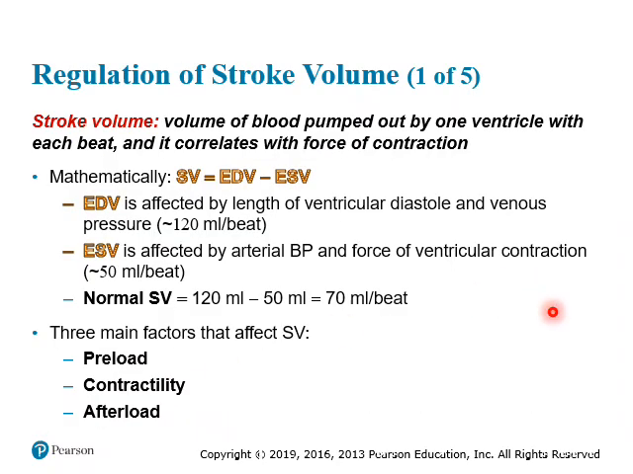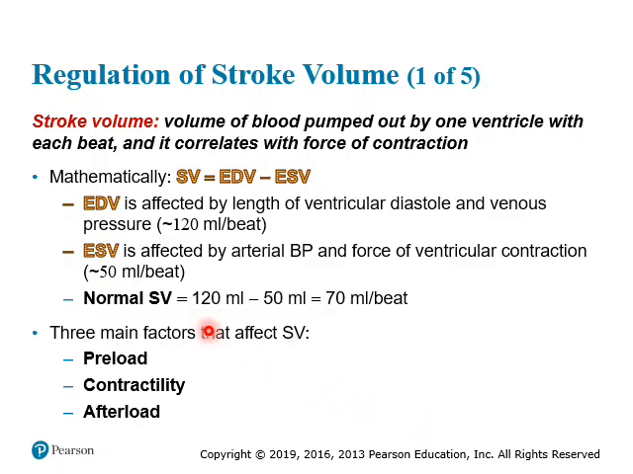So, your stroke volume, mathematically, is the volume of blood pumped out by each ventricle with each beat, and it correlates with the force of contraction. It is the end diastolic volume minus the end systolic volume. And normal stroke volume is about 70 ml per beat.